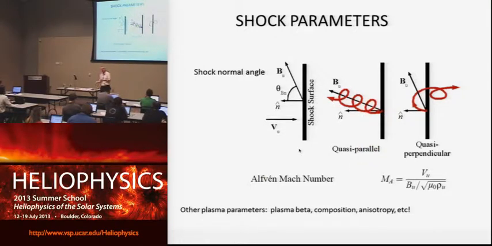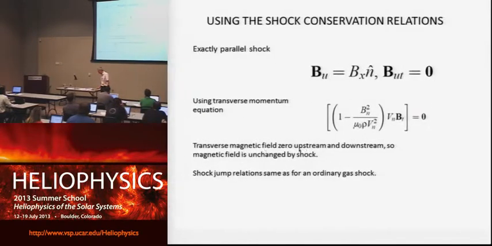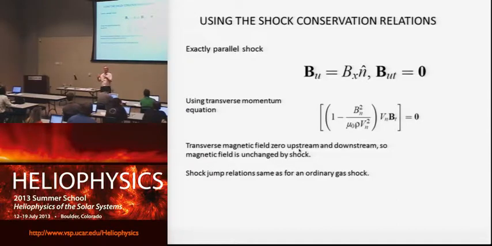Okay. Of course, you've got other plasma parameters: plasma beta, composition, temperature, anisotropy, and so on. So you've got all of these things which affect the kind of shock you have and the shock conservation relations. I just want to demonstrate how we use the shock conservation relations and how we can find out things about shocks just using them. So we take an example of the exactly parallel shock, where the upstream field is directed in the normal direction, and there is zero tangential component.